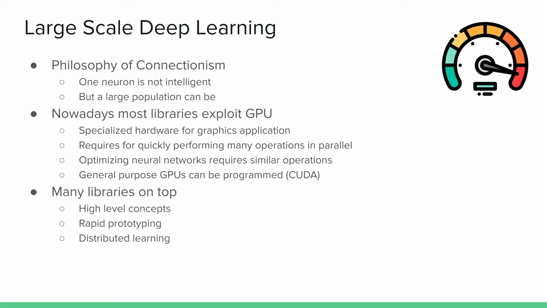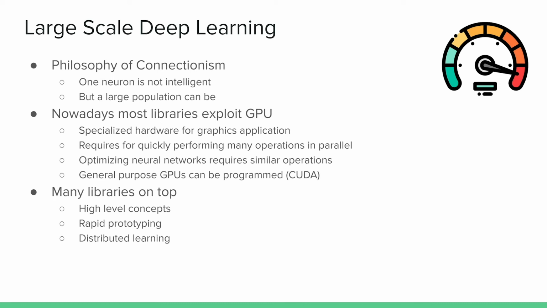Nowadays, most libraries exploit the graphical processing unit, your graphics card, to perform operations in parallel, because they're specialized for running many parallel computations at the same time. If you have a matrix multiplication that should be repeated over and over again, graphics cards are excellent at doing exactly that. That's why general purpose graphic processing units are often programmable with CUDA, and deep learning frameworks heavily make use of this to speed up training of your neural networks.